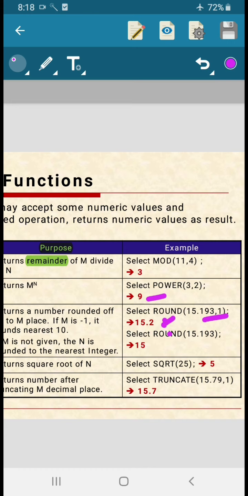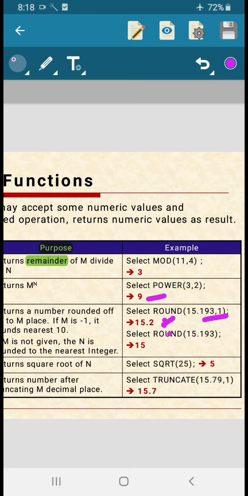Next, select round of 15.193. We didn't give the decimal position, which indicates how many positions you want to move. Whenever you are not mentioning the position, it rounds towards the integer value, right? So for example, round 15.193 means 15.2, and rounded towards the integer, the nearest integer is 15.